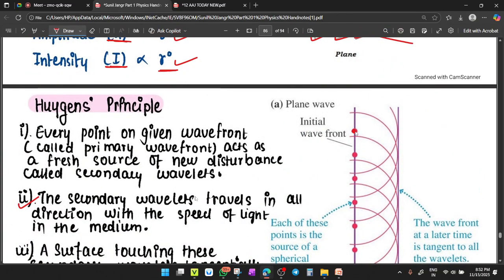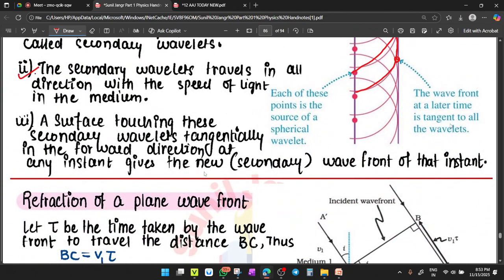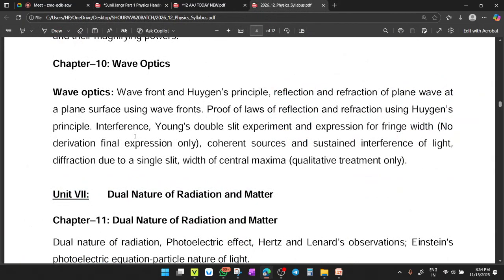Like see here, this is your initial wavefront and these are the primary wavelets. Now these wavelets emit their disturbance like this. This is the first one and this is the second one. Clear? Now these are the particles vibrating in the same phase. So if you join them, the wavefront at a later time is tangent to all the wavelets. Done. Wavefront and Huygens principle is covered in today's class. Clear? Wavefront and Huygens principle.